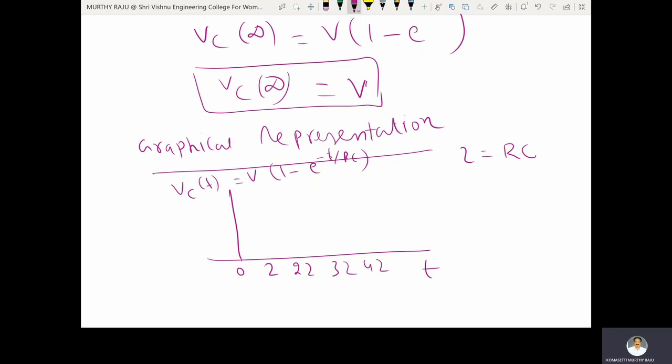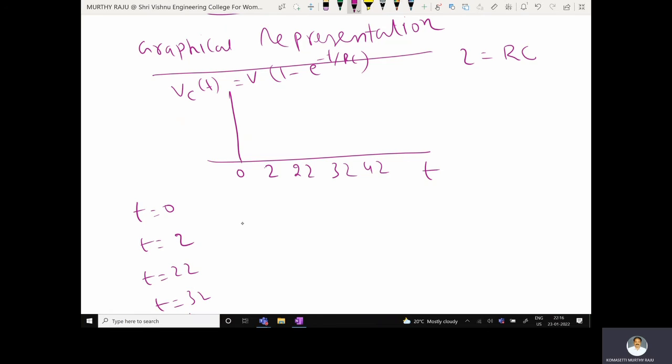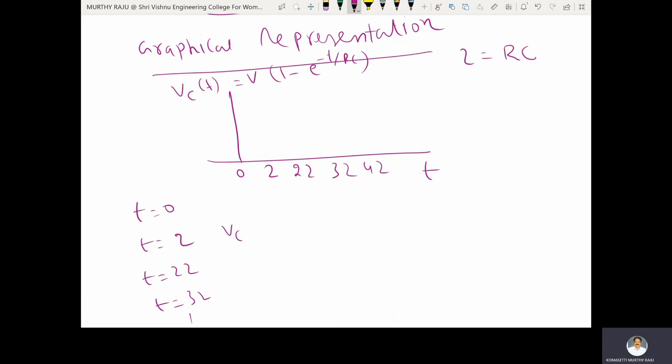Substitute the t values. The t value is equal to 0, t value is equal to tau, t value is equal to 2 tau, t value is equal to 3 tau, and so on. The capacitor voltage is Vc of t is equal to V into 1 minus e power minus t by RC. For t equal to tau, that is RC by RC, that is equal to V into 1 minus e power minus 1.